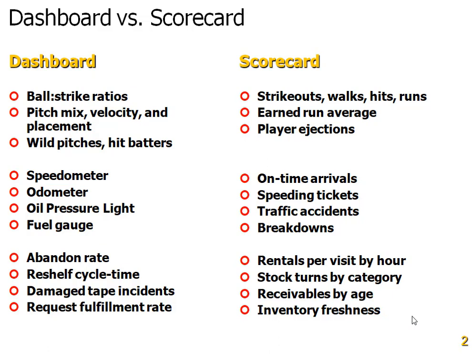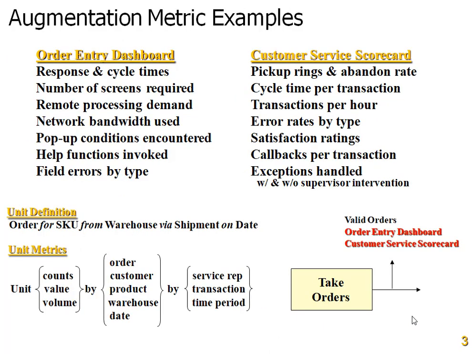Those might be dashboard metrics that tell the employees in the store if they're doing things right, as opposed to a management scorecard, which might look at how many visits they are receiving per hour, how many stock turns they are getting by category, how much money they are owed by the age of the member, how fresh my inventory is across the whole store. So dashboards are more tactical and used by the operator, scorecards more strategic and used by the stakeholders to evaluate the system.